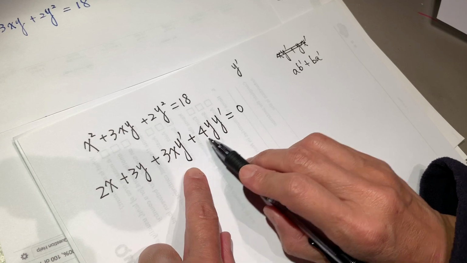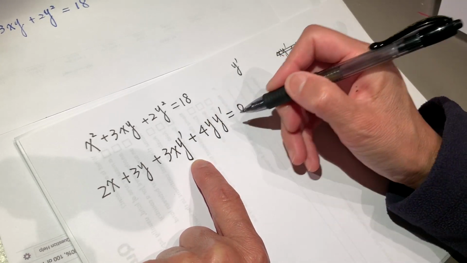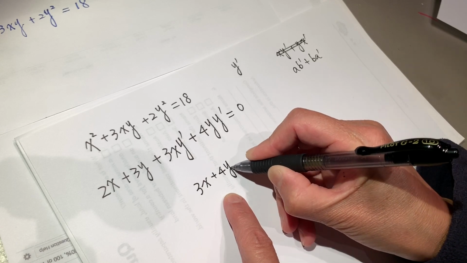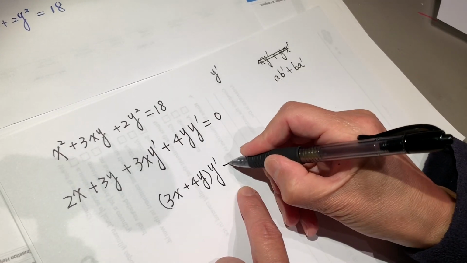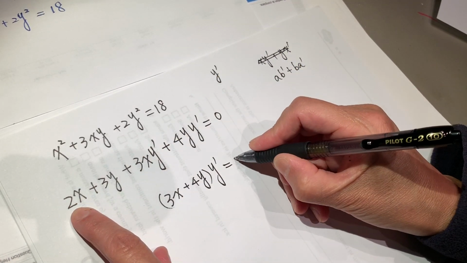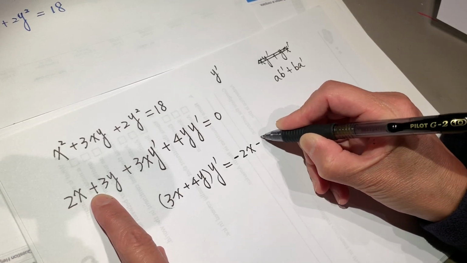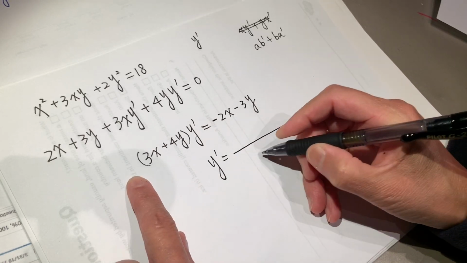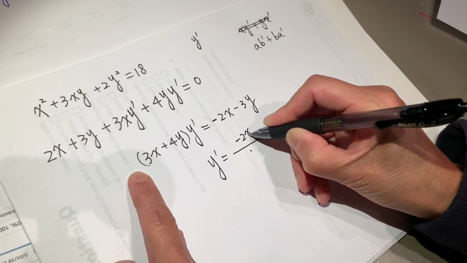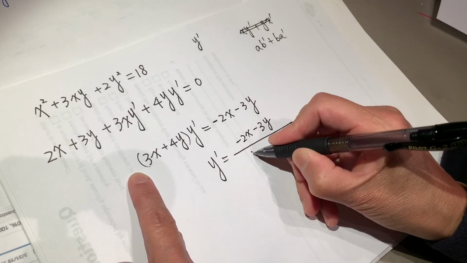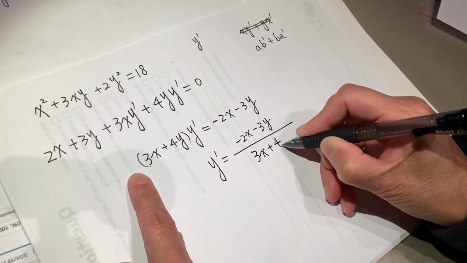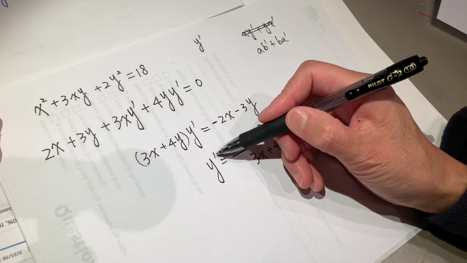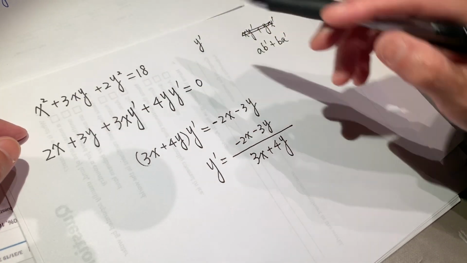Now we combine the like terms according to y prime. So 3x plus 4y, y prime equals, and bring this to the other side, negative 2x, negative 3y. So y prime equals negative 2x minus 3y over 3x plus 4y, right? So now we have found the y prime, the derivative of this implicit function.